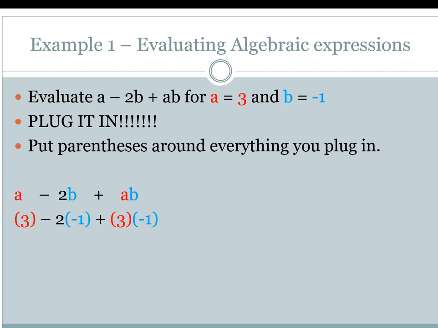Once you've plugged them in correctly, then it's a matter of just simplifying. Order of operations says you're going to multiply next. So 2 times -1 is -2. And 3 times -1 is -3. And then we go from left to right, adding and subtracting all that's left. So it's 3 minus -2, which means we add the opposite, make it 3 plus 2. It's 5 plus -3, and the answer is 2.